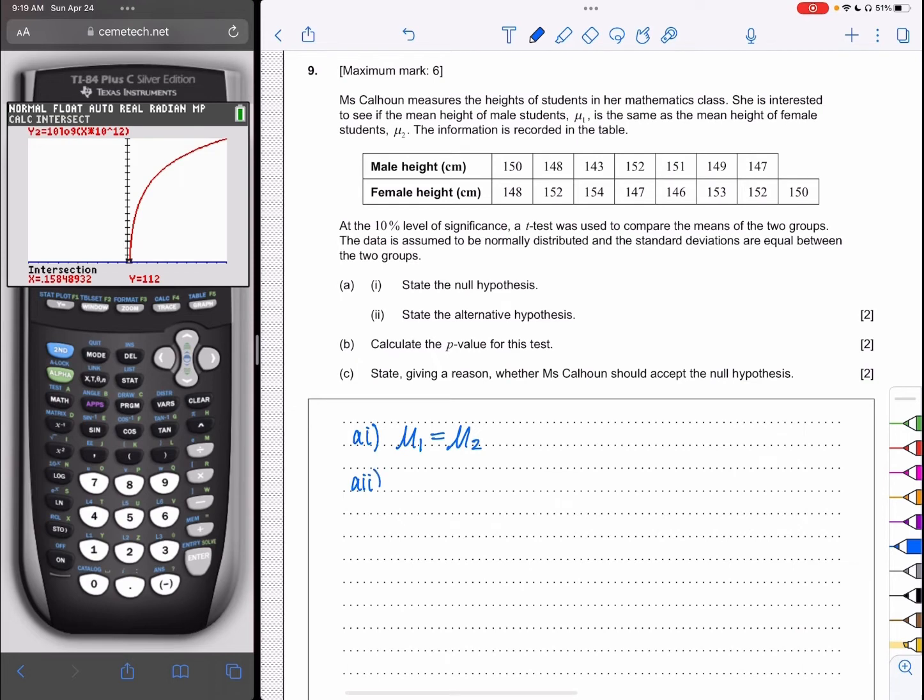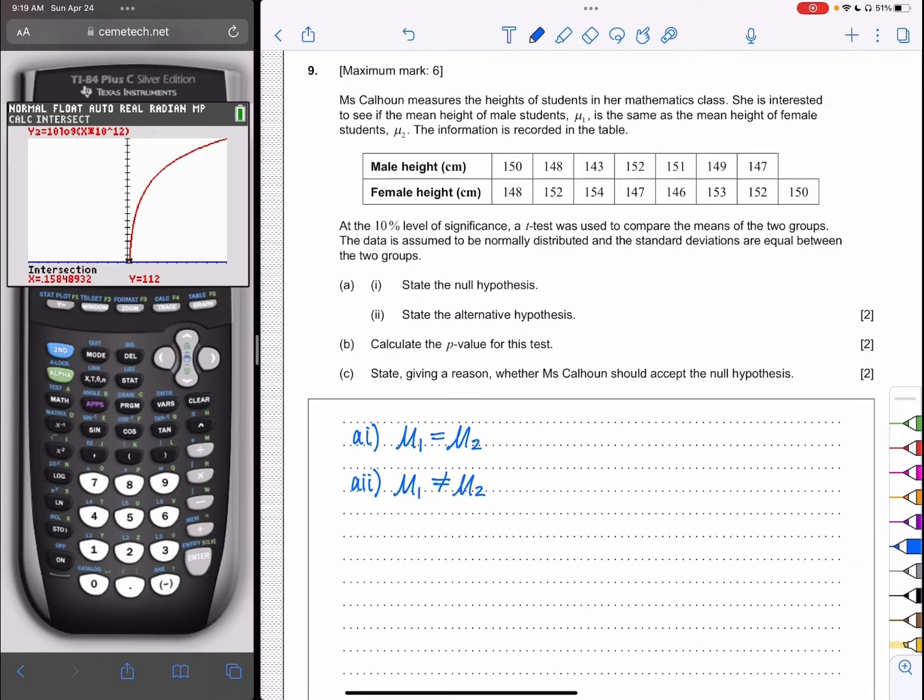Next, they want us to state the alternative hypothesis, basically the opposite of it. So remember, it says that she's interested in seeing if the mean height of male students is the same as the mean height of the female students. So we're trying to figure out if the means of the heights are the same or if they're different, okay? When I say that they are different, I'm saying that they're just not equal to each other. You don't have to worry about less than or greater than. It will tell you if you're looking at less than or greater than in the problem. I just want to see if they are not equal.